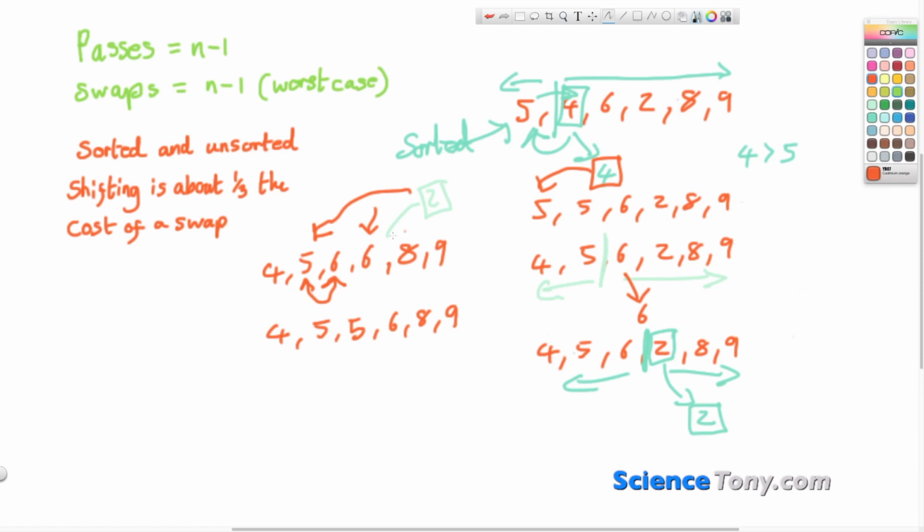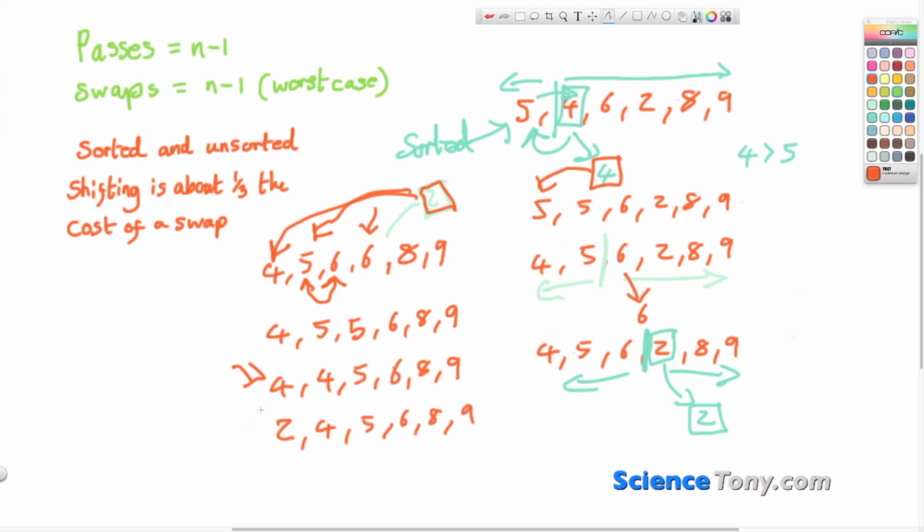Then another comparison is made to this guy, and we can see that this is greater than 2, so our list then looks like this. We've reached the end, so this 2 here is then inserted into this position. So that swap, the swap for the 2, didn't actually occur until we got to this position here. All the other times, these values were just shuffled along 1.